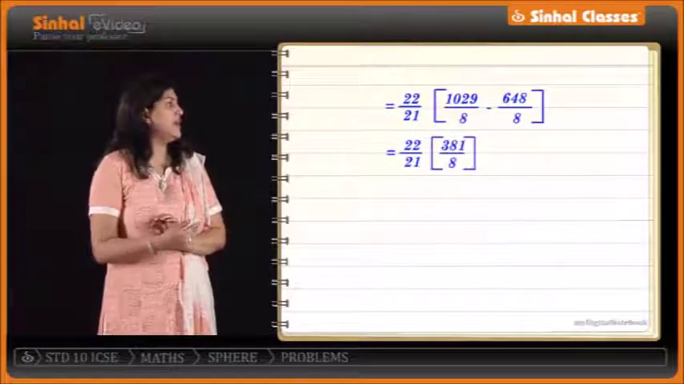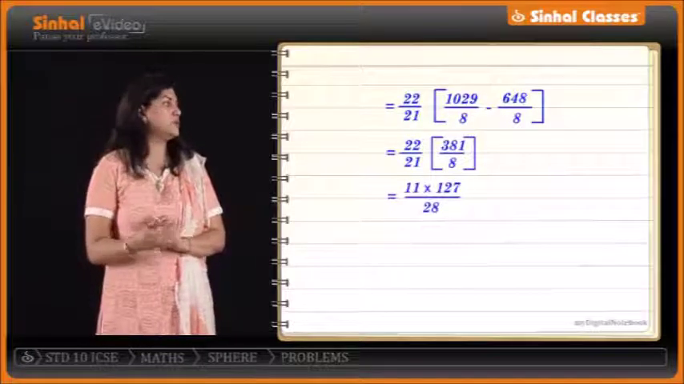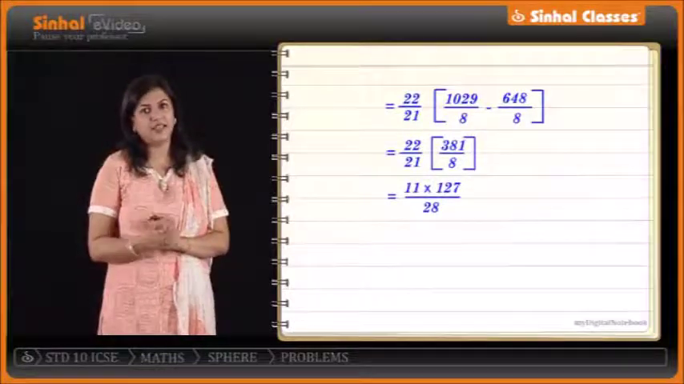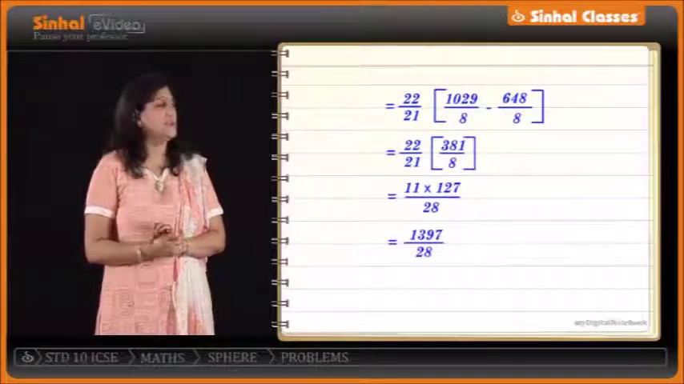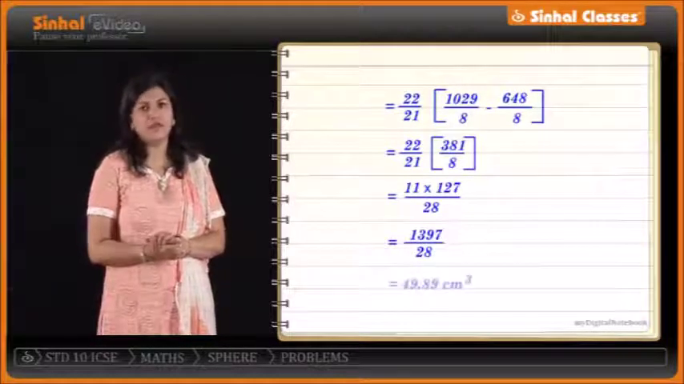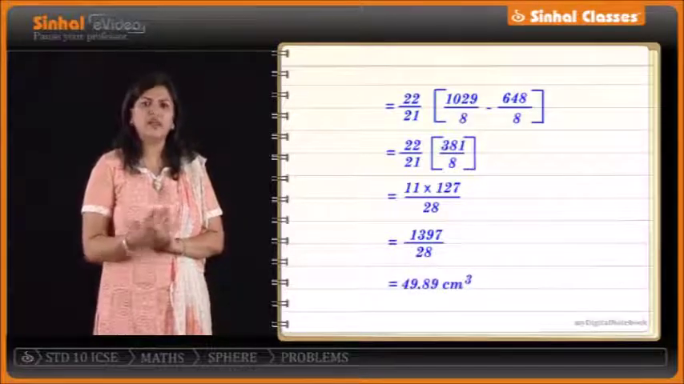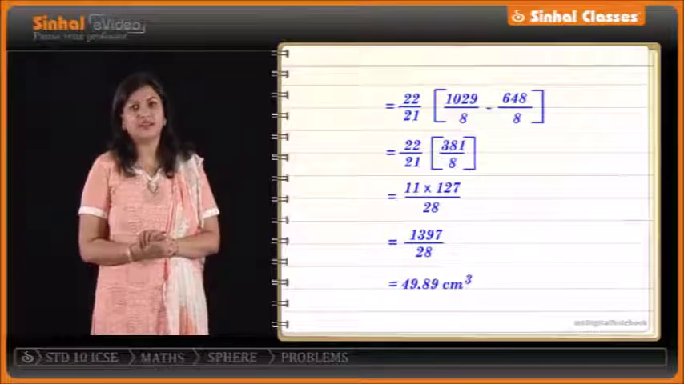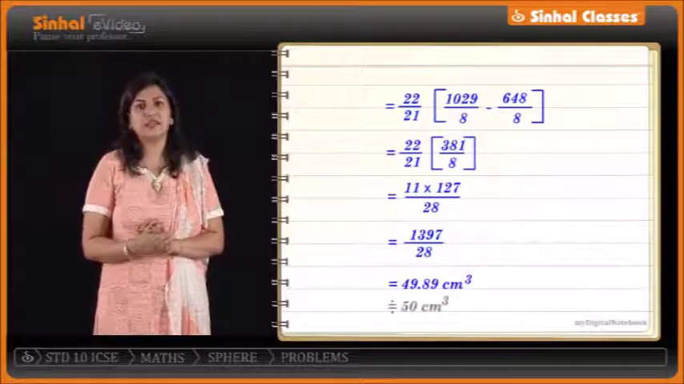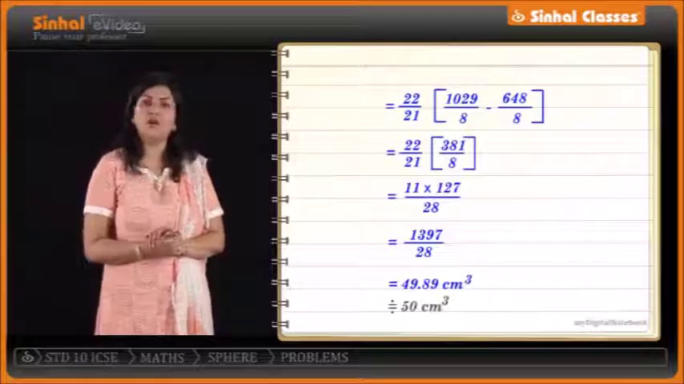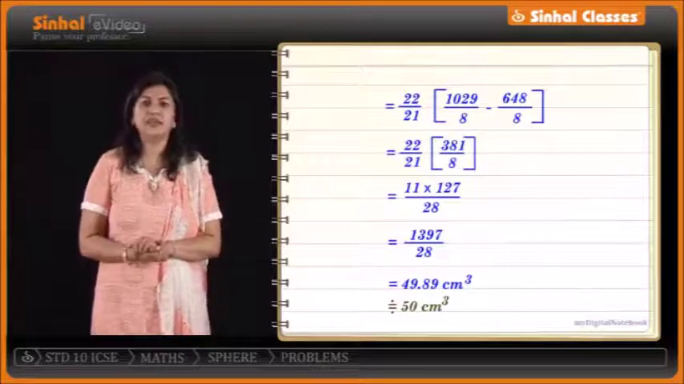We have 11 into 127 upon 28, which is nothing but 1397 upon 28, which is equal to 49.89 centimeter cube. Now again we need to round this off to the nearest centimeter cube. So we write the answer as 50 centimeter cube. That is, the volume of the outer shell is 50 cubic centimeter.